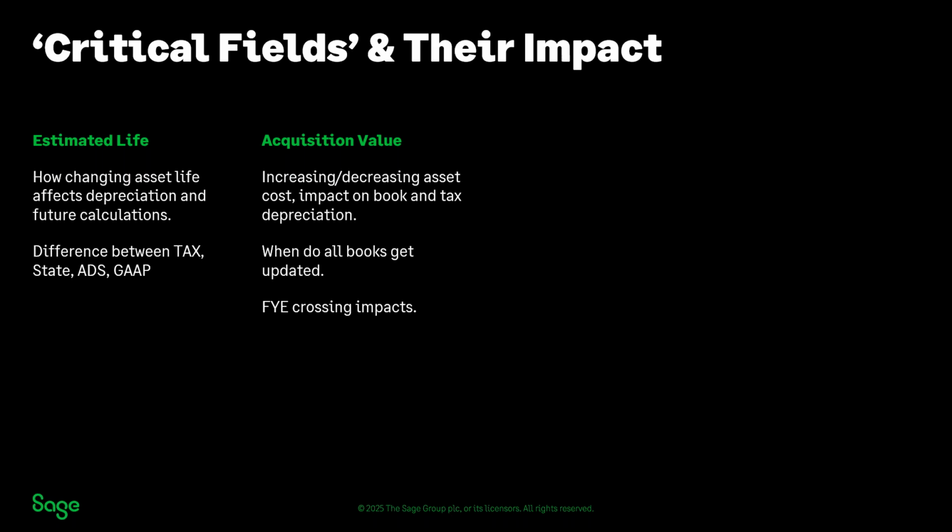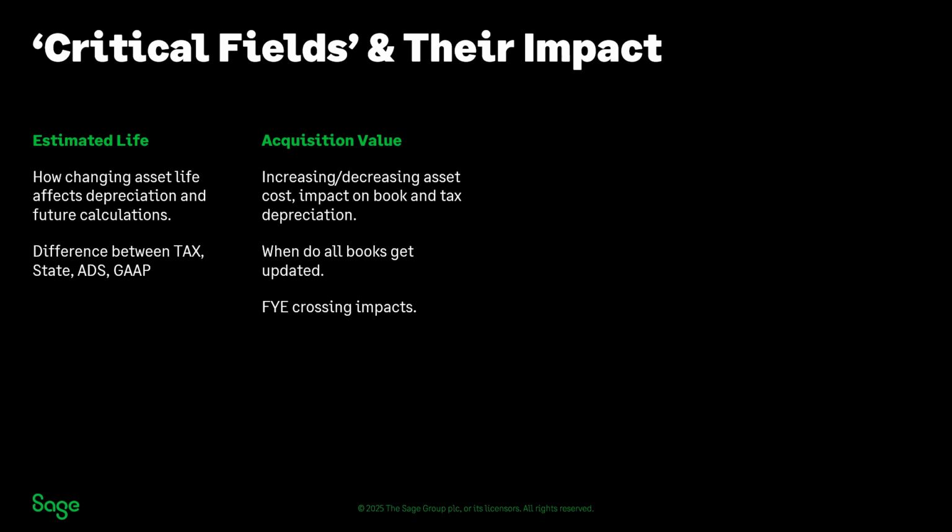But they only really impact the GAAP books. So if you impair an asset and you change that information in the fixed asset system, it really is only changing for GAAP purposes. Don't touch your tax books. It has nothing to do with that. Okay, so that is one example of when you don't use all the books.